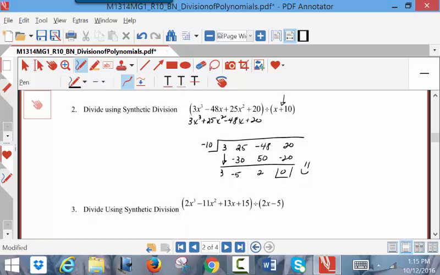Now here's where we get the quotient. This was originally a 3rd degree polynomial, so my quotient is going to come down to a 2nd degree polynomial. As a 2nd degree polynomial, I'm going to have an x squared term, so this is going to be a 3x squared, then an x term, and then a constant. With a remainder of 0, I don't have to worry about a mixed number. That is the quotient, because my remainder was 0.